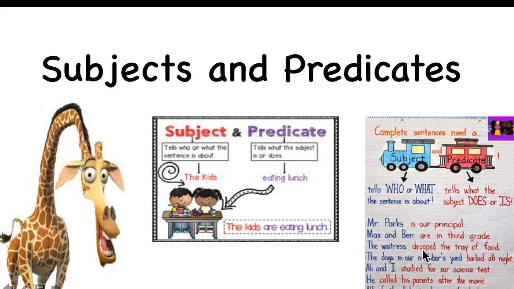The waitress dropped the tray of food. Who dropped the tray of food? The waitress. That's a subject. What did the waitress do? Dropped the tray of food. That's a predicate. The dogs in our neighbor's yard barked all night. Who barked all night? The dogs in our neighbor's yard. What did the dogs do? Barked all night. That's a predicate.